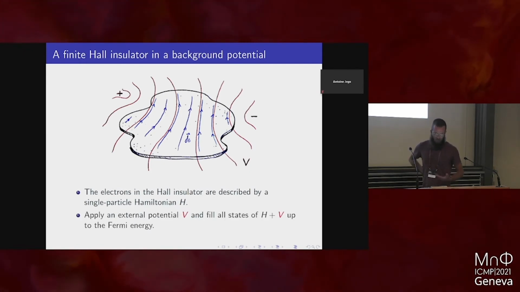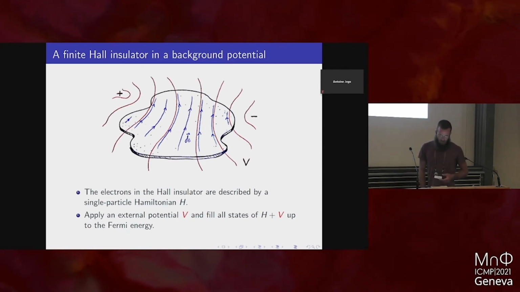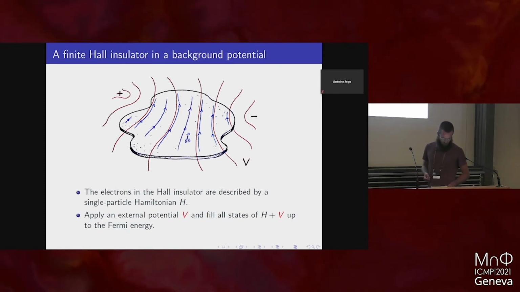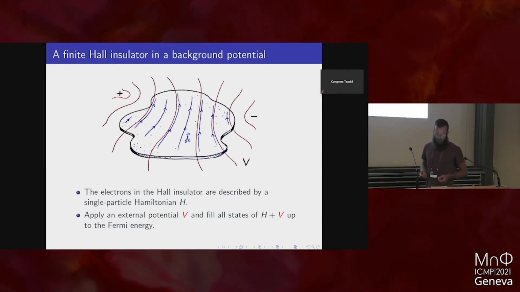And now we will do something. We will start driving a Hall current in the bulk by applying an electric field. But I will now insist that this electric field is derived from an electrostatic potential V, and I will model the new situation applying the electric field simply by adding this electrostatic potential to the Hamiltonian H.